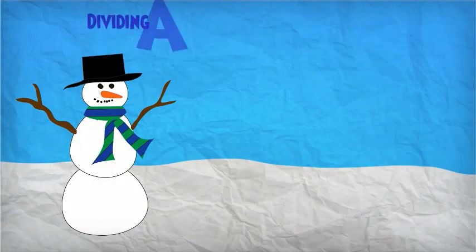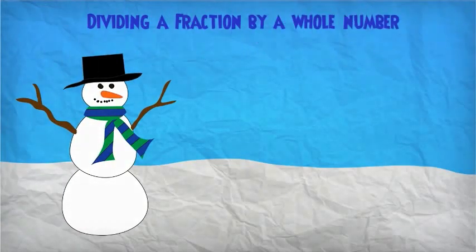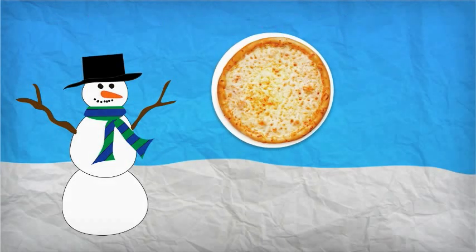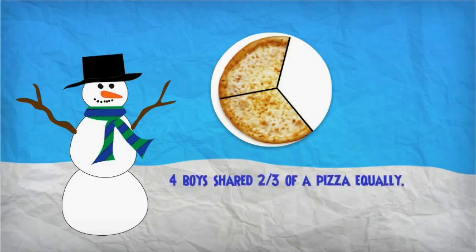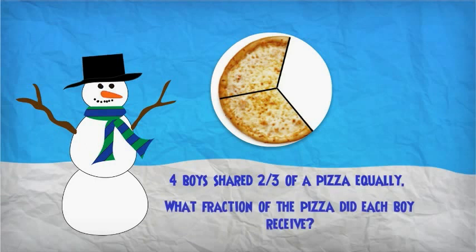Today we're going to learn how to divide a fraction by a whole number. I ate 1/3 of a pizza, so 2/3 of the pizza remained. Tanner, Ernesto, Clark, and Danny shared the remainder equally. 4 boys shared 2/3 of a pizza equally. What fraction of the pizza did each boy receive?